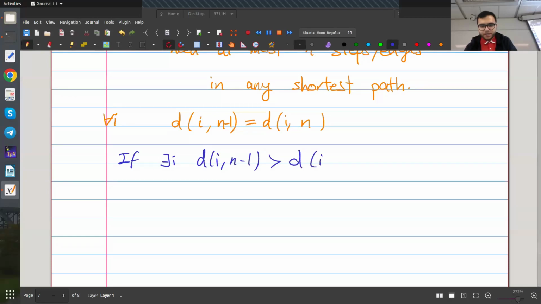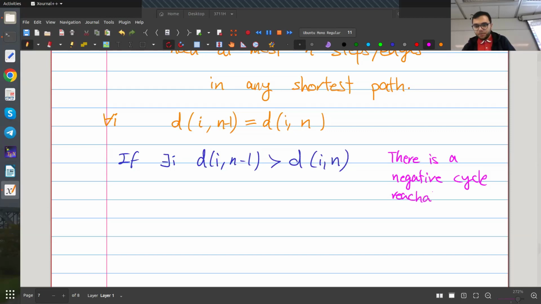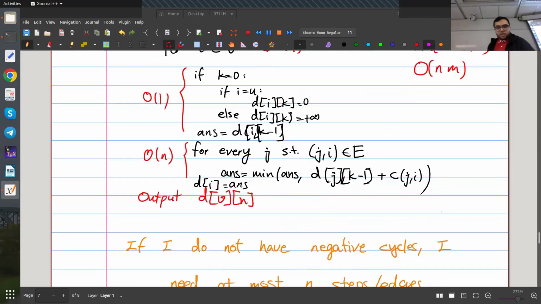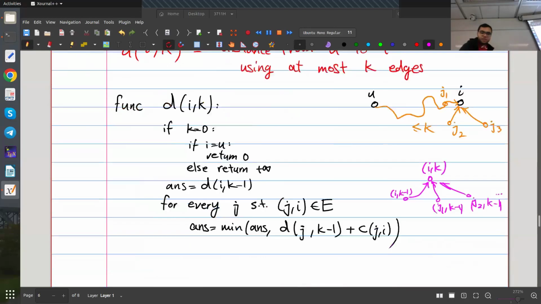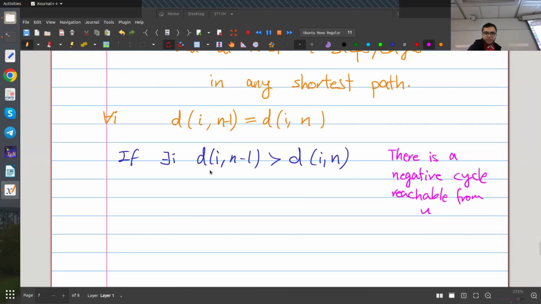Anyway, if I have a vertex where adding one extra edge to my budget would actually make my distance smaller, then this tells me that there is a negative cycle reachable from u, sorry, from you. So based on this, my algorithm works correctly if there is no negative cycle. And if there is a negative cycle, my algorithm reports that there is a negative cycle. I can just continue my algorithm for one more iteration, calculate all of these distances, and just compare them. And if there is a distance that is changing, it means I have a negative cycle.